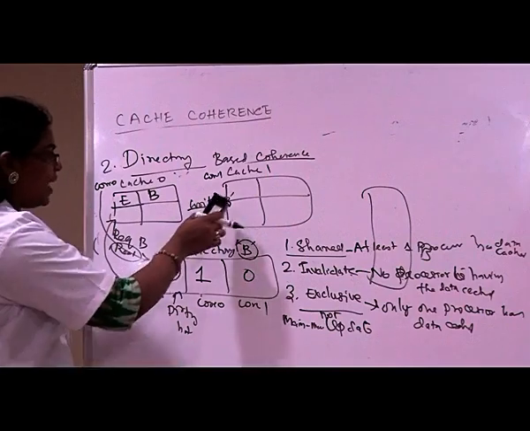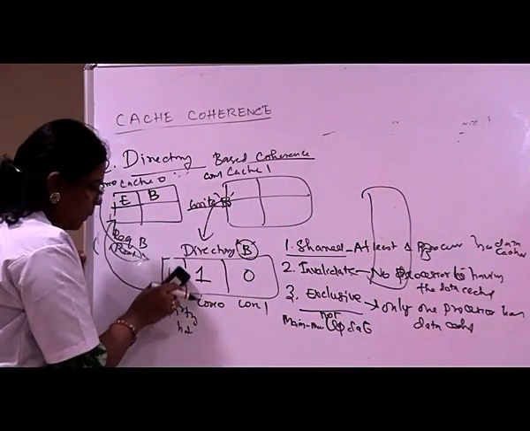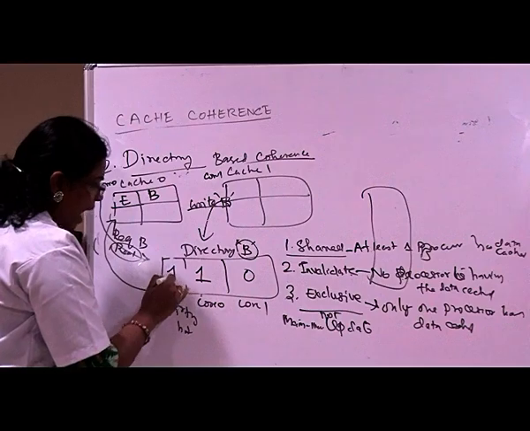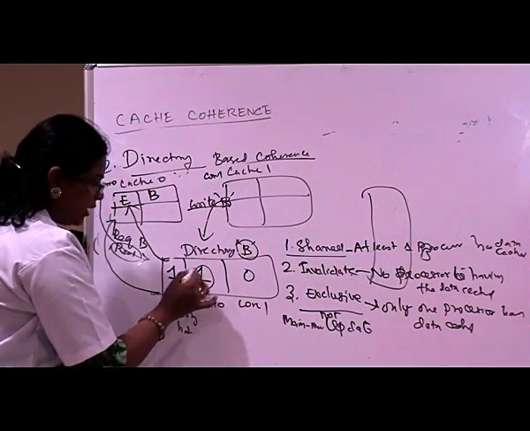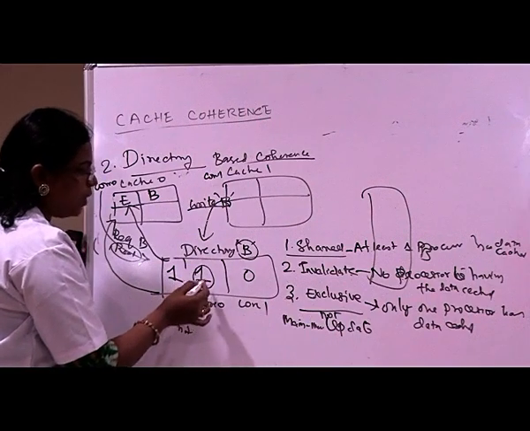So when they request the write, the dirty bit will be set to 1 and an invalidate message will be sent to core 0, because core 0 is 1, which means core 0 is now holding the block B.